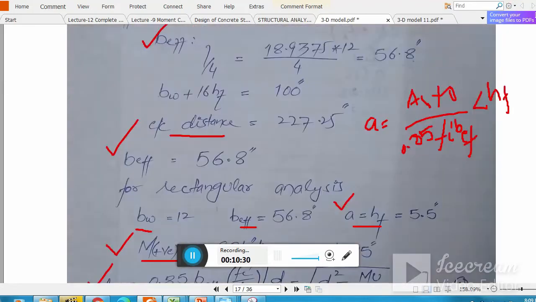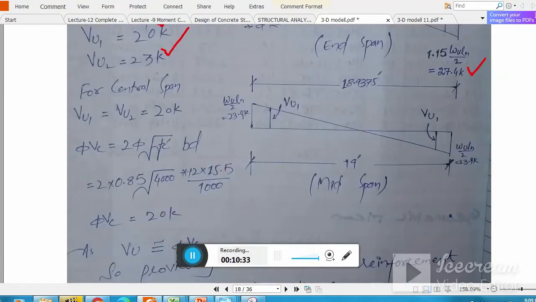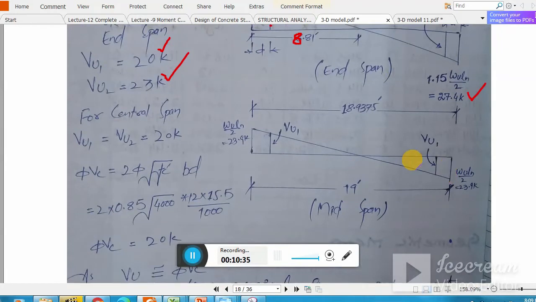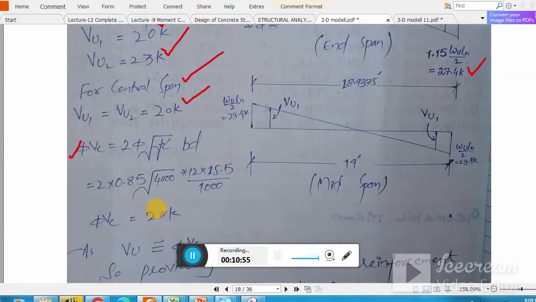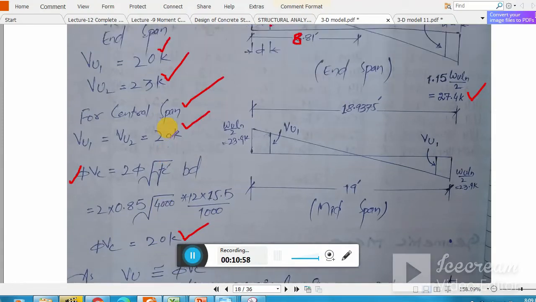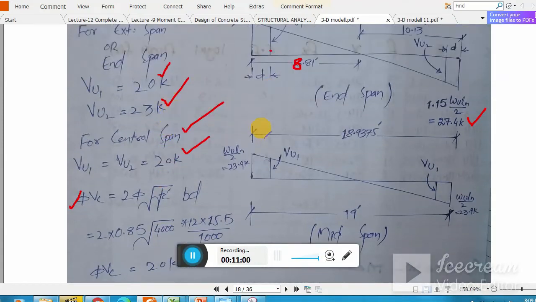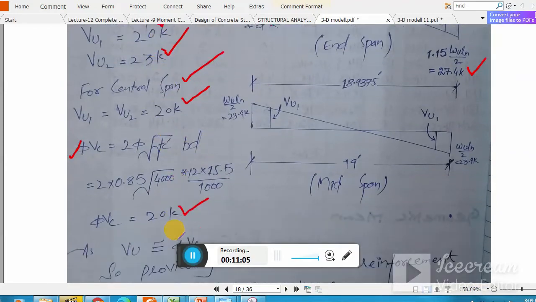If you have any question you can ask. Again, by using the similar triangle rule, I calculate VU1, and for this central span VU1 equals VU2 because the shears are the same, so 20 kip. I find out the shear capacity of my concrete, that is 2 phi square root of fc prime b d. This is defined by the ACI code. I got 20 kip, and already you see my shear value is almost 20 kip. 23 is almost equal to 20 kip.